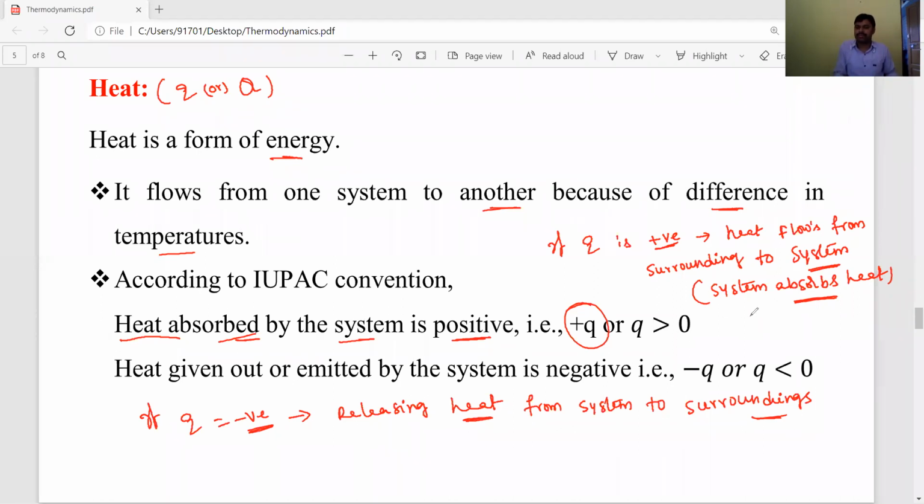Next, if Q is negative, what does the negative sign mean, dear students? It means releasing heat. The system is releasing heat. If the system releases heat, then Q is negative. It indicates that heat flows from system to surroundings. Okay, this is very, very important.